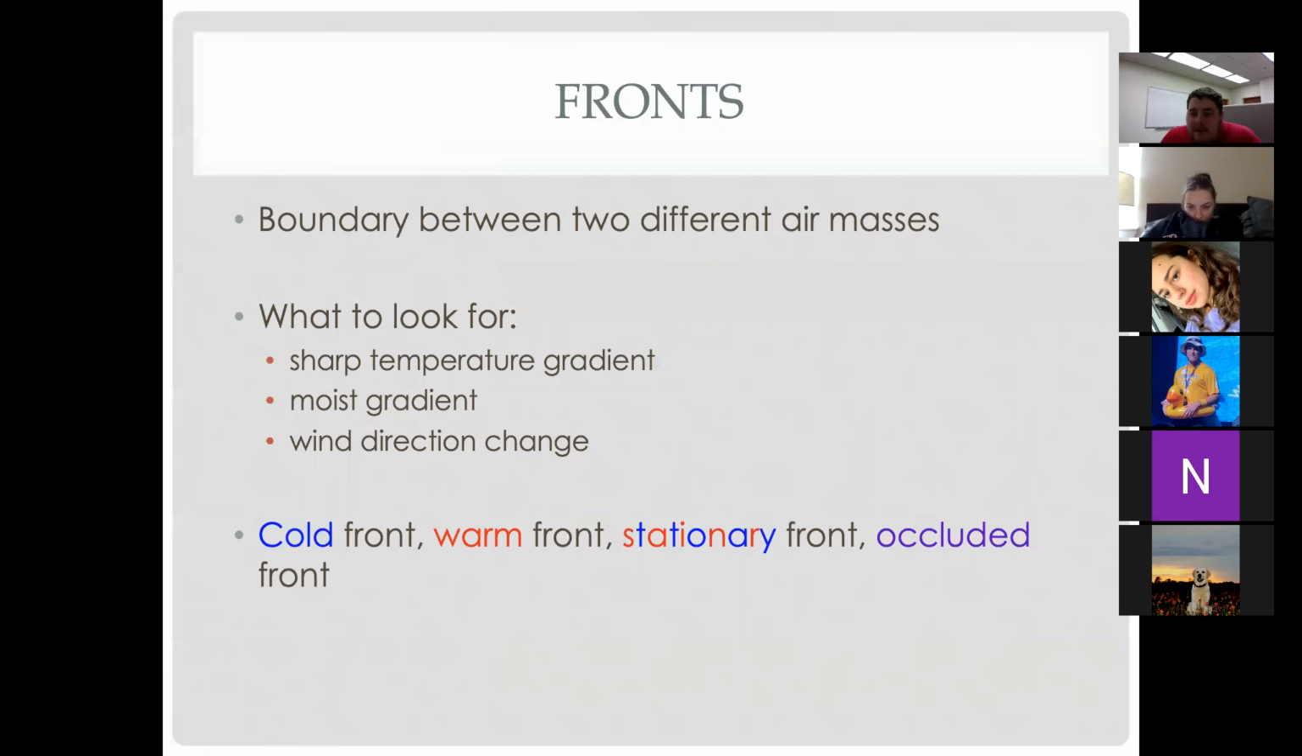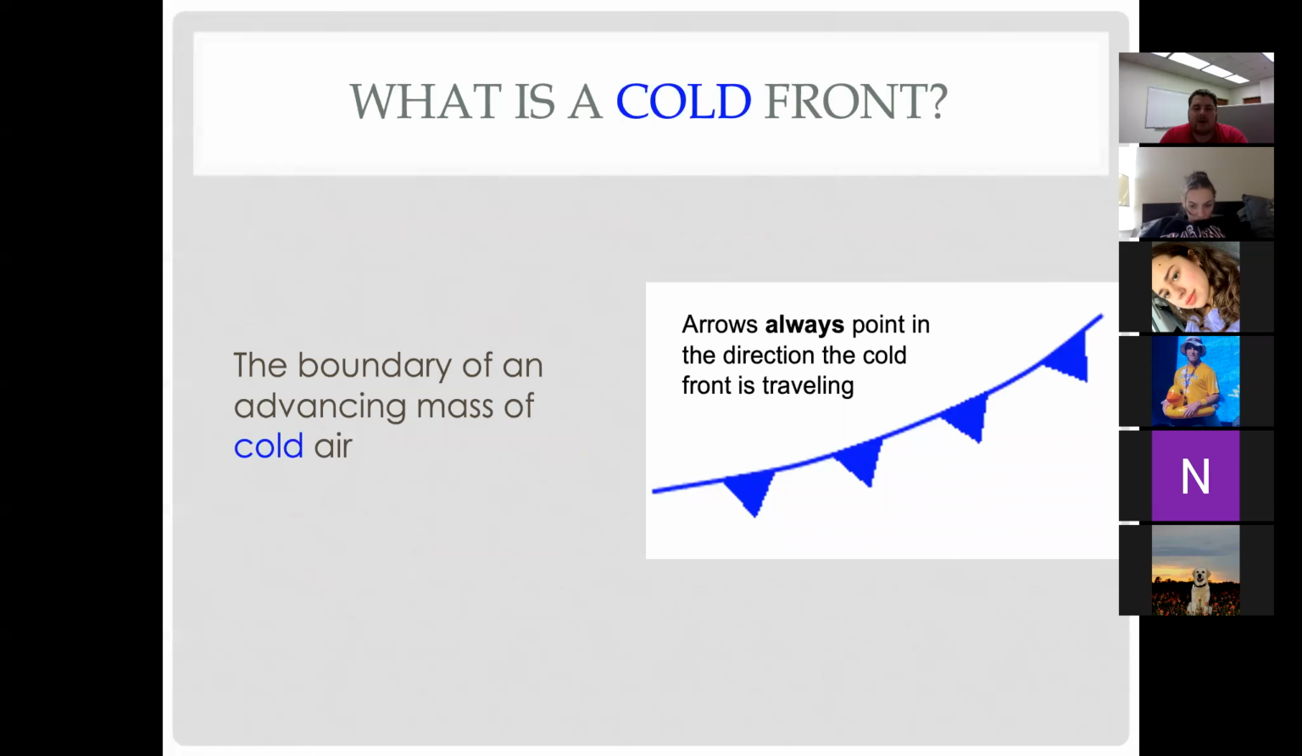All right, fronts. We've talked about this a little bit, but remember that a front is a boundary between two different air masses. To look for these on a map, you look for a sharp temperature gradient. In one of the contour plots we were looking at, for example, when the lines are all bunched together, that usually indicates a front. Then a moisture gradient and a wind direction change are also key indicators of fronts. You're probably most familiar with cold fronts and warm fronts, which are represented by blue and red respectively, but we also have stationary and occluded fronts. We'll take a look at each of these individually.